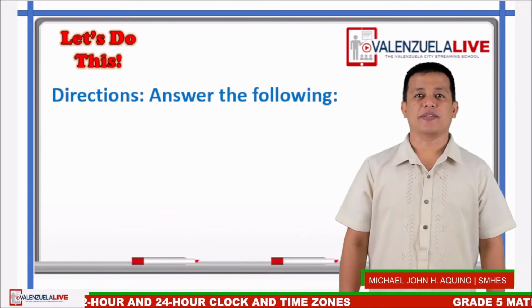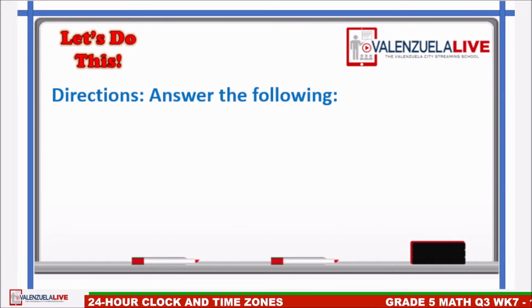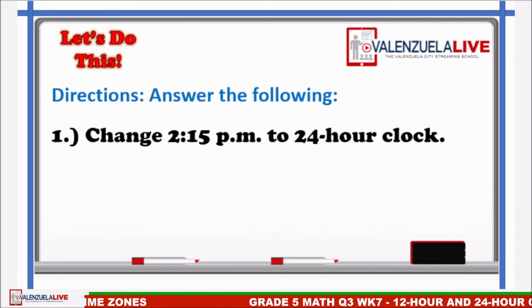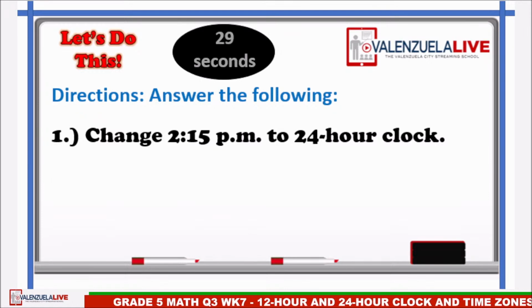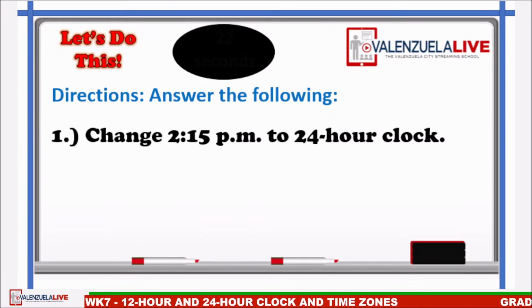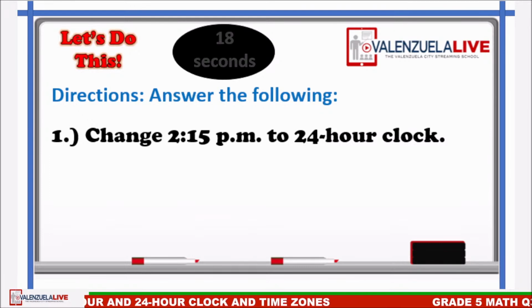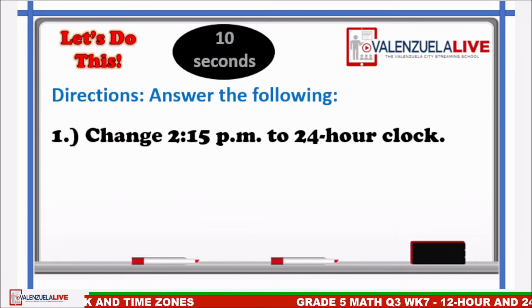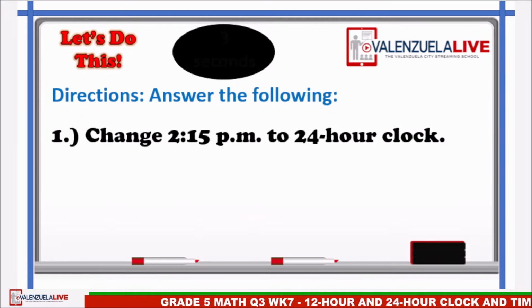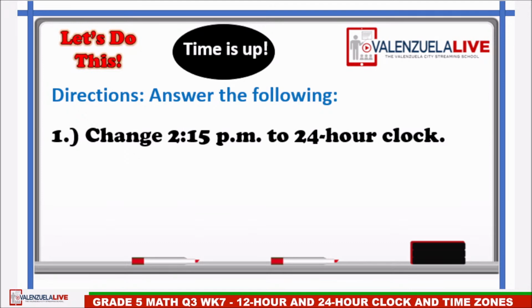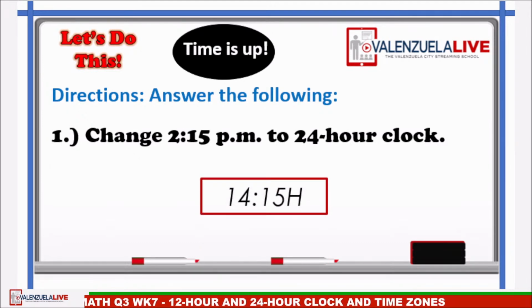Let's do this. Direction: answer the following. I'm going to give you 30 seconds to answer each. Number 1. Change 2:15 p.m. to 24-hour clock. Timer starts now. Timer's up. The correct answer is 14:15.